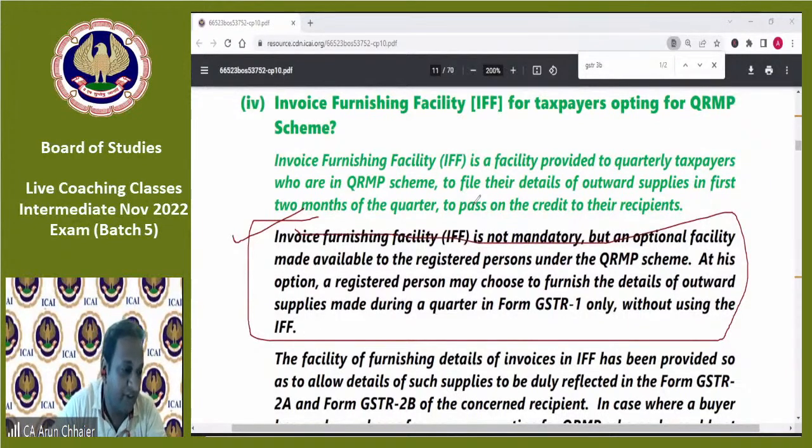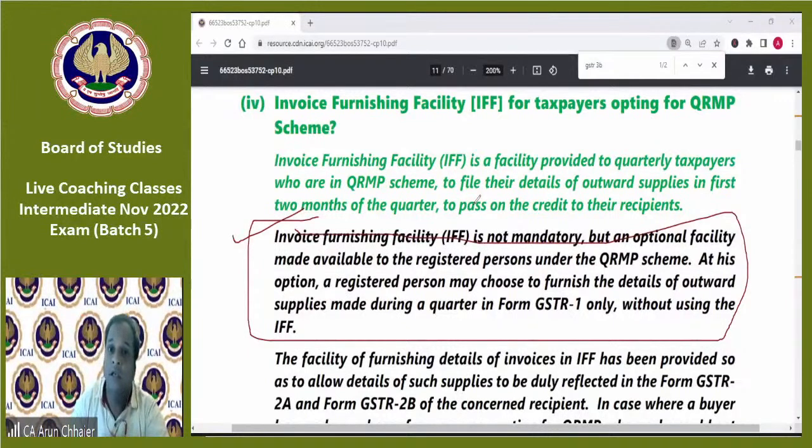Meanwhile, I will explain the 50 lakh concept once again. I can furnish only B2B supply through IFF. Yes, it is optional. Can I file after 13? No. What is the due date? Till 13. One more requirement: the maximum value which you can add is 50 lakh rupees. So for month 1, you can add transactions of maximum 50 lakh.